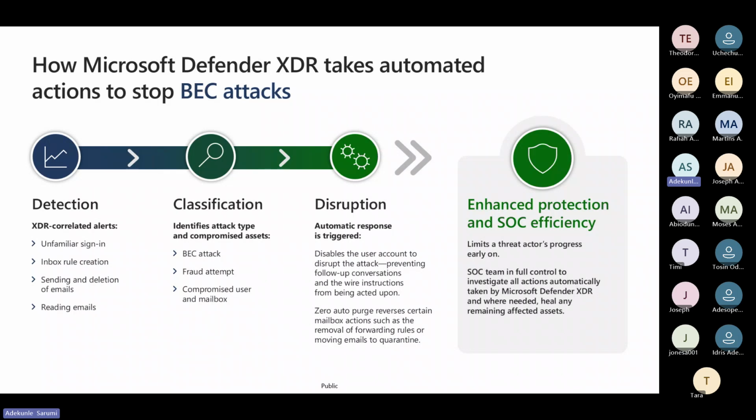If it realizes that, for example, Adekunle signed in this morning from a location like Lagos, and then in the next hour he is signing in from a different location, say another part of the world, it recognizes that as an unfamiliar sign-in. I don't know how you would be able to easily travel, even with a jet, to the far ends of Antarctica within an hour from Lagos, Nigeria. So you can recognize that as an unfamiliar sign-in.